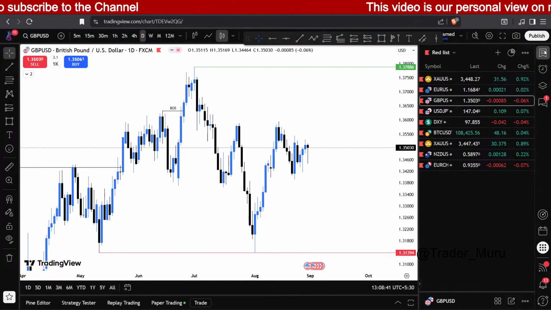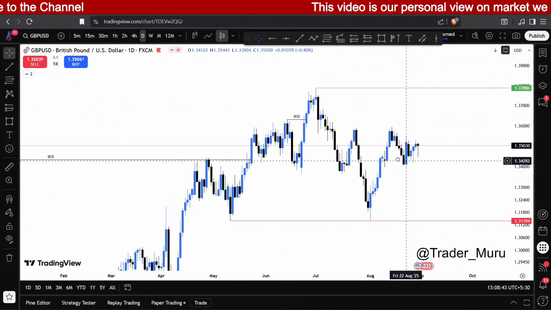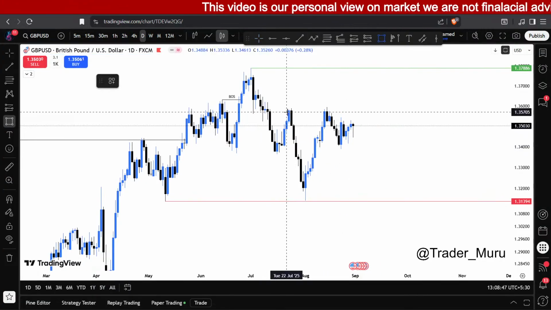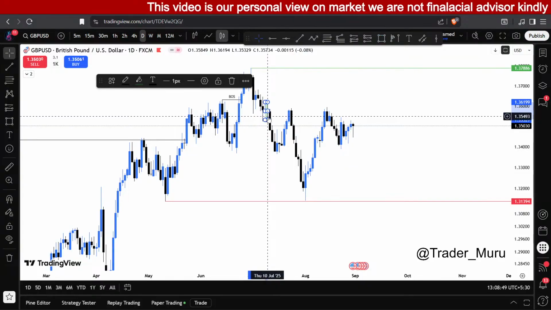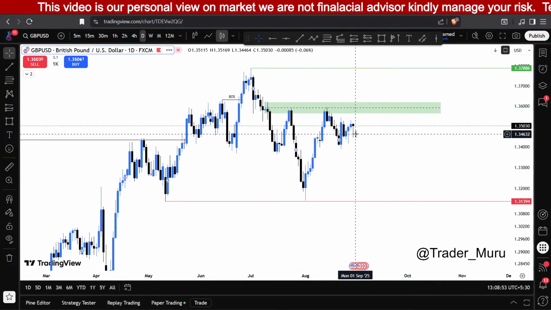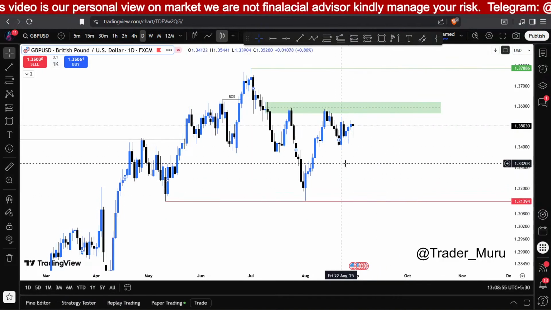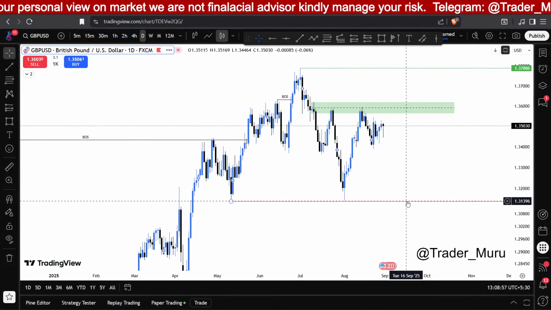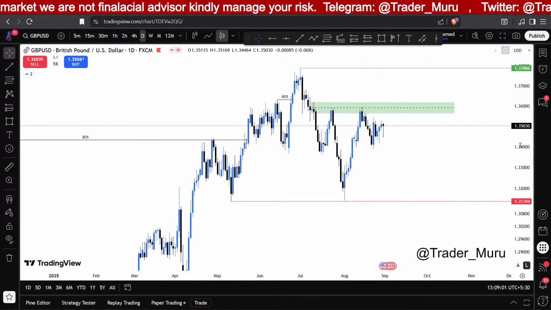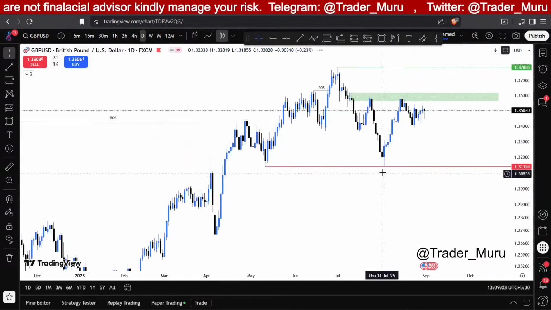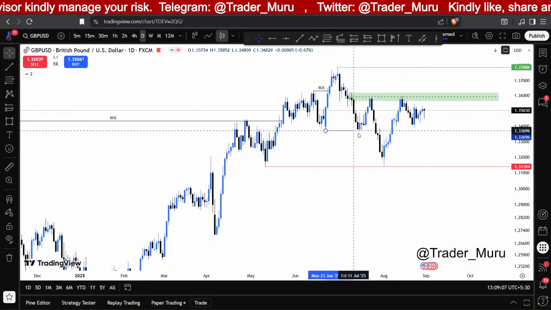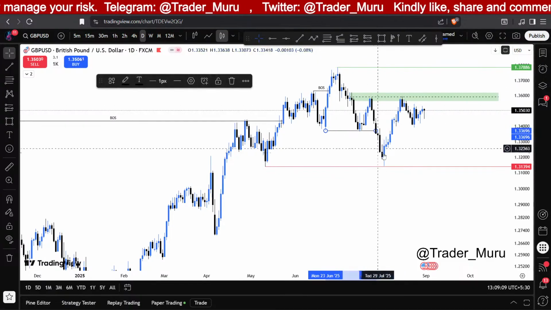GBP is quite bearish right now until it flips this zone here. Below this, GBP is bearish. First target will be this low. This is our change of character. So I'm expecting GBP to drop more.